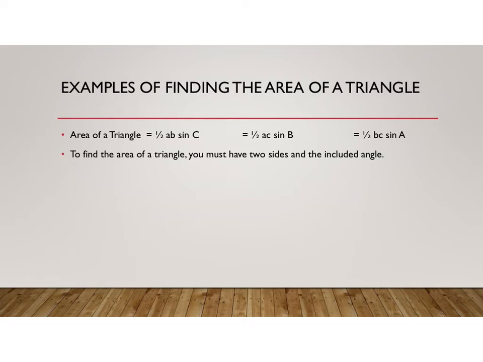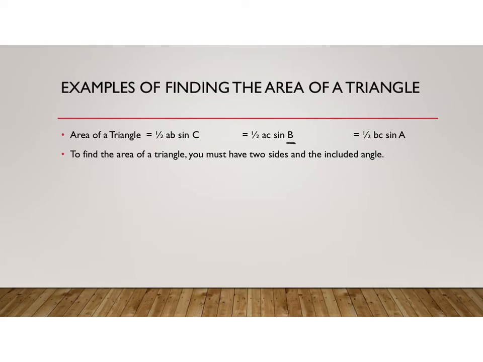Now, where does this come from? In any triangle, we could use 3 different forms of the formula. So in this case, we have 1/2 AB, those would be the two sides, and then the sine of angle C, because angle C would be the angle between A and B. If you're using sides A and C, then you would have to know angle B, because that's the angle in between there. So basically, to find the area of any triangle, you must have two sides and the included angle.